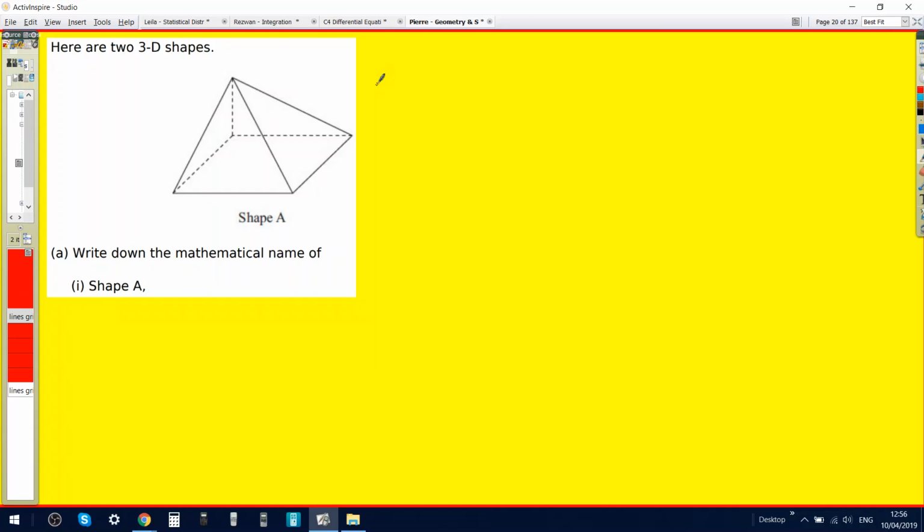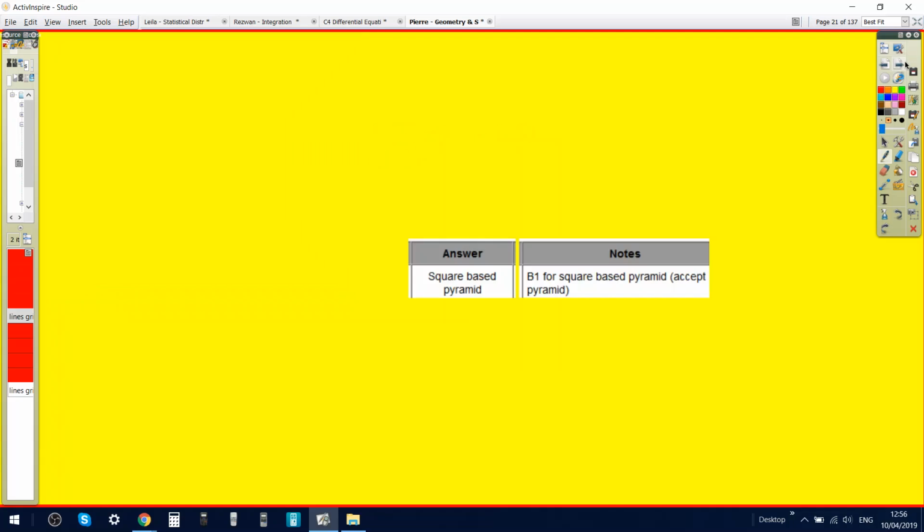Name for this one? Just the same, a triangular prism? It's not the same area all the way through. It gets smaller. So it's not a prism. Oh, pyramid? Yes. Pyramid.